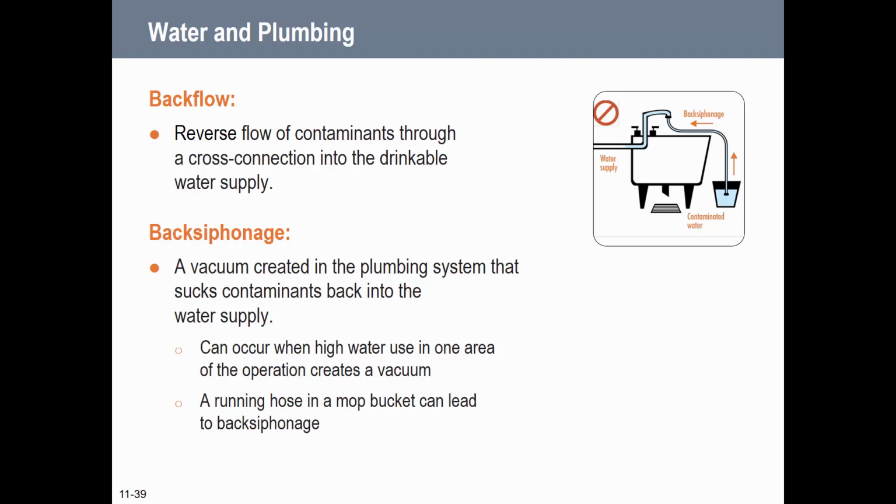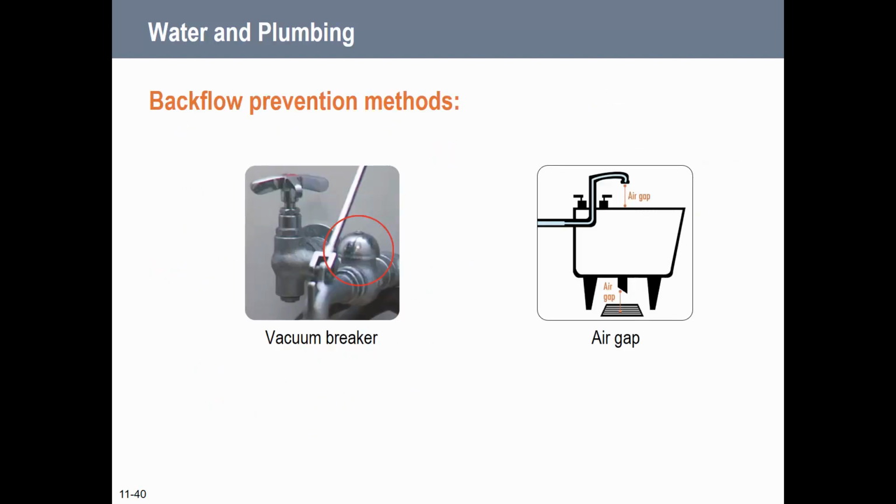You could have kind of a vacuum effect that could happen, and that could end up bringing some of that contaminated water into the clean supply. So we want to prevent that. And these are 2 ways to prevent that backflow. You can have that vacuum breaker, which really will prevent that happening, or air gaps.